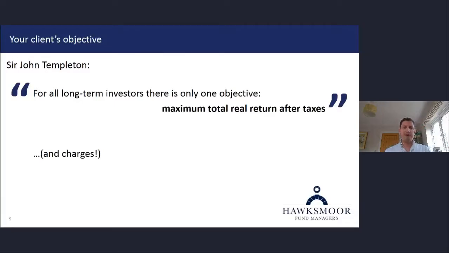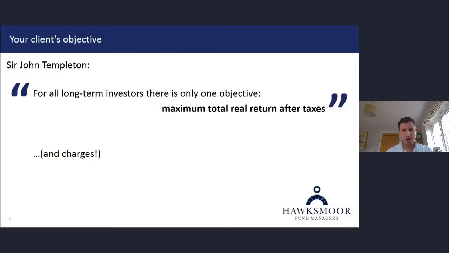So what we do is we flip that on its head and we say, well, what's the minimum objective of any multi-asset solution? Well, of course, the minimum objective of any multi-asset solution is to grow the purchasing power of your client's wealth through time after the savage impact of taxes and other charges. And that is what we place at the center. That is what we view as the minimum objective of any of our strategies.